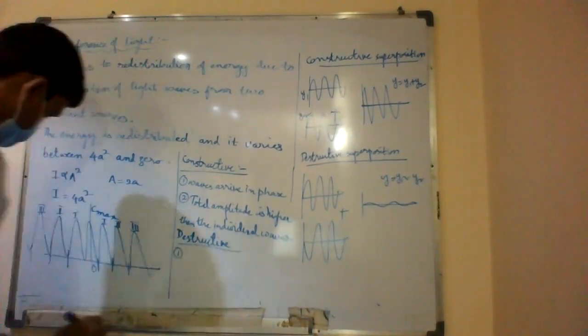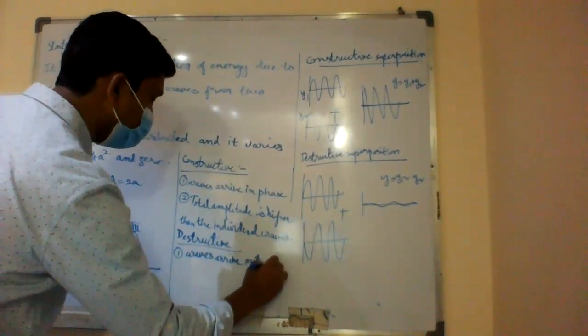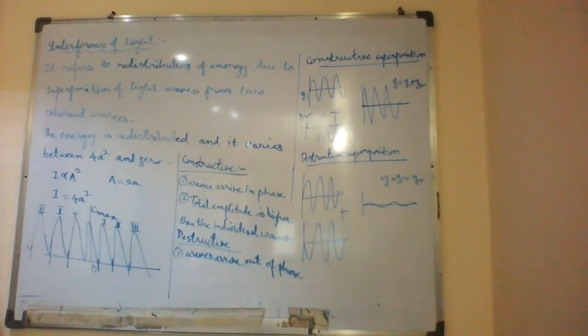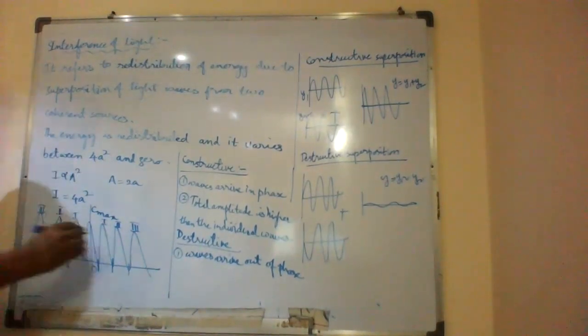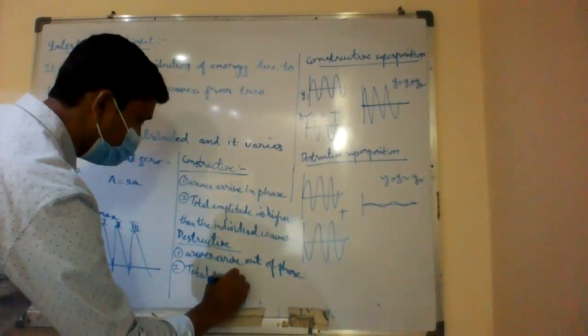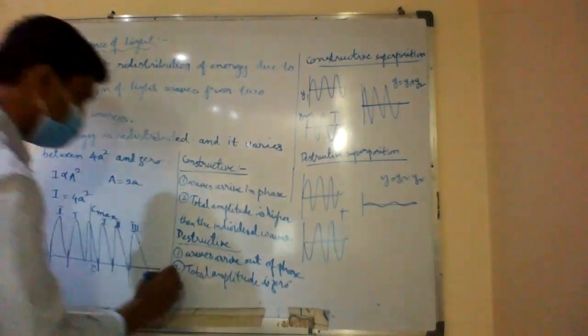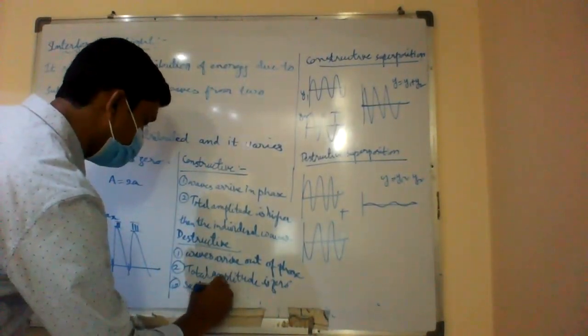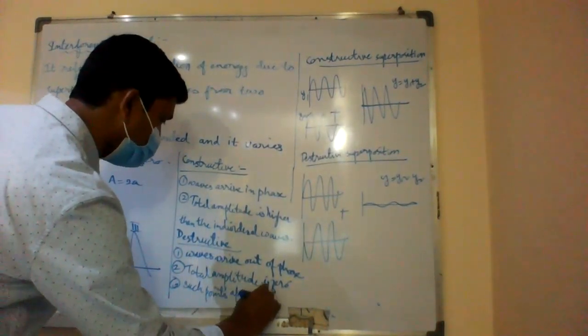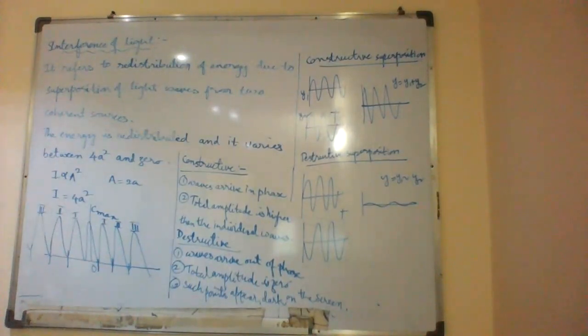In destructive superposition, what will happen? Waves arrive out of phase. This will be used in evaluation questions, meaning reasoning questions. These points will be used for that. The second one is total amplitude is zero. The third point is such points appear dark on the screen. So this was about interference. Okay, next one.